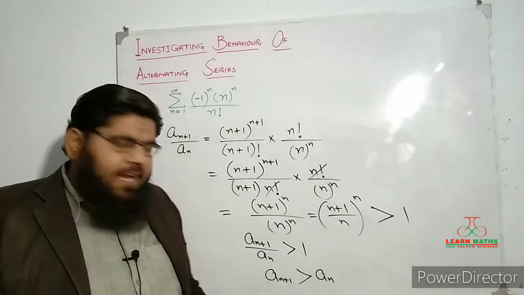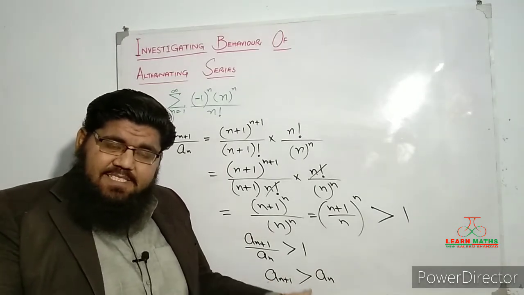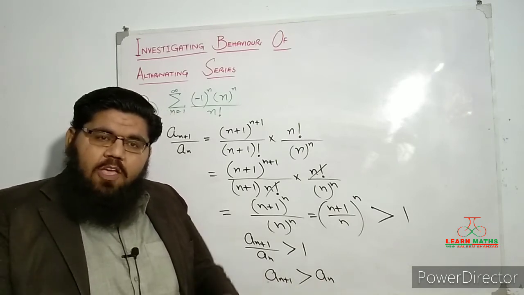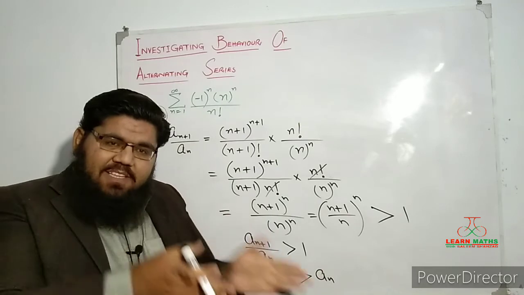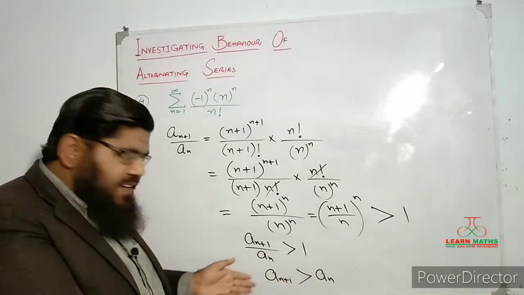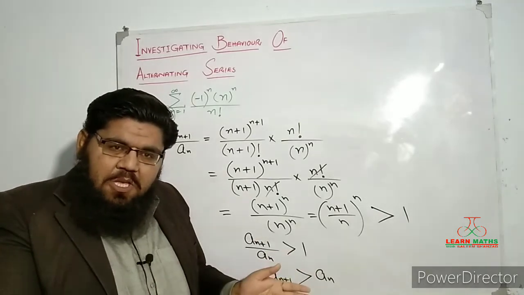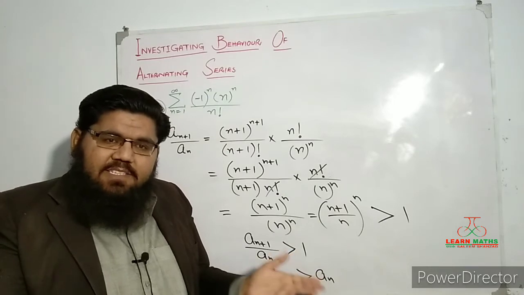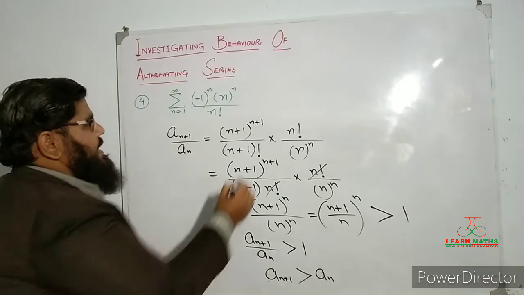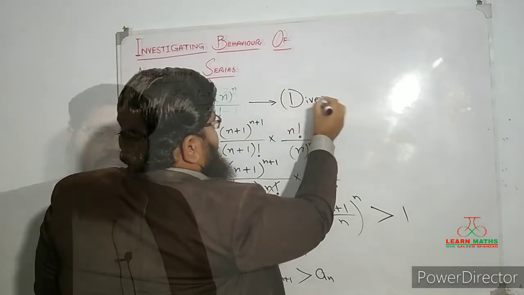And what does that mean? It means that every succeeding term will be larger in size as compared to its preceding term. We wanted the series to behave in such a way that the size of terms should decrease, but it is quite the opposite. Here the size is actually increasing. So the first condition of the alternating series test is violated by this series. So finally we can say that this series is actually a divergent one.